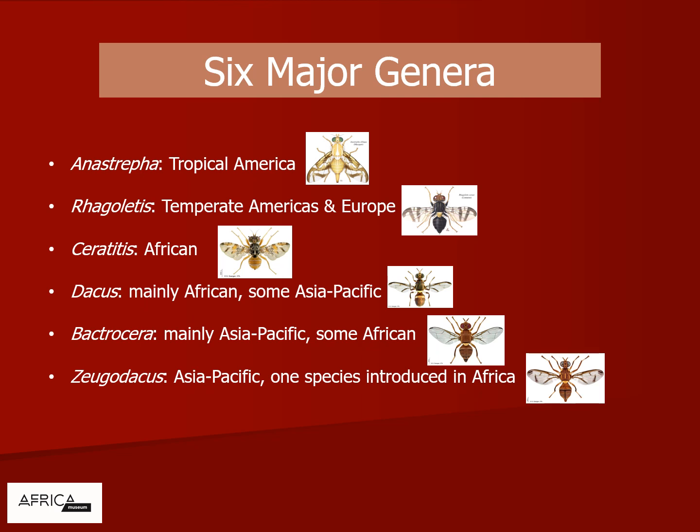The genus Anastrepha is a group found in tropical America. Species are found mainly throughout the whole of South and Central America up to Mexico. No species are reported as invasive outside the Americas.